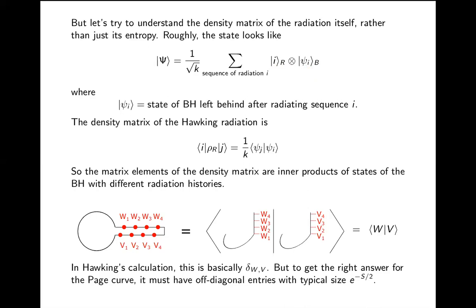So it's the inner product of those states of the black hole that determines the density matrix of the Hawking radiation. So here we're trying to compute the inner products of those states. Here's the black hole where it emits a particular sequence of Hawking radiation, like photons with particular polarizations. And here it is emitting photons with different polarizations.